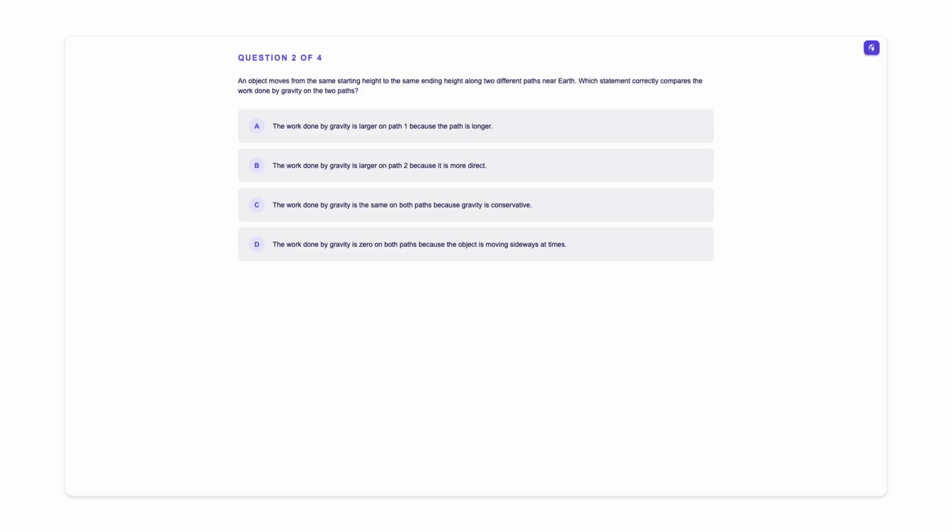An object moves from the same starting height to the same ending height along 2 different paths near Earth. Which statement correctly compares the work done by gravity on the 2 paths?